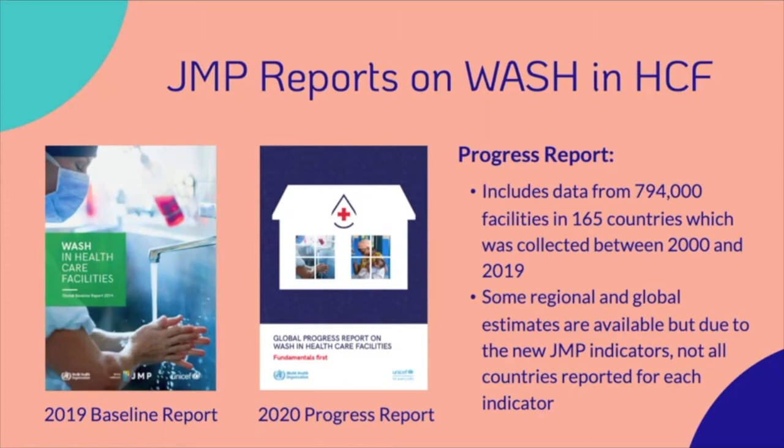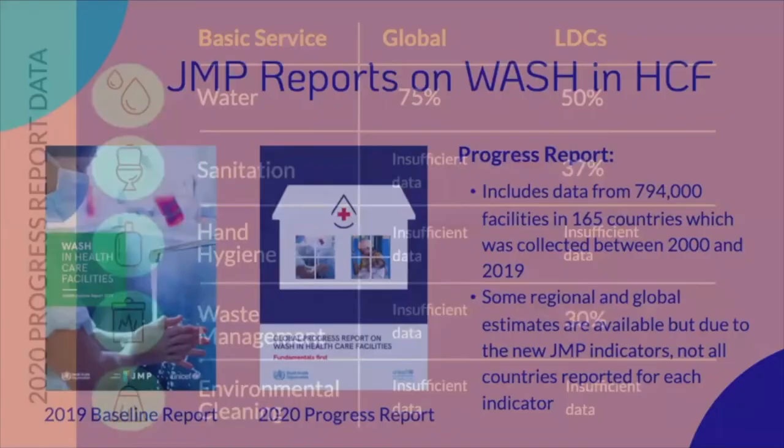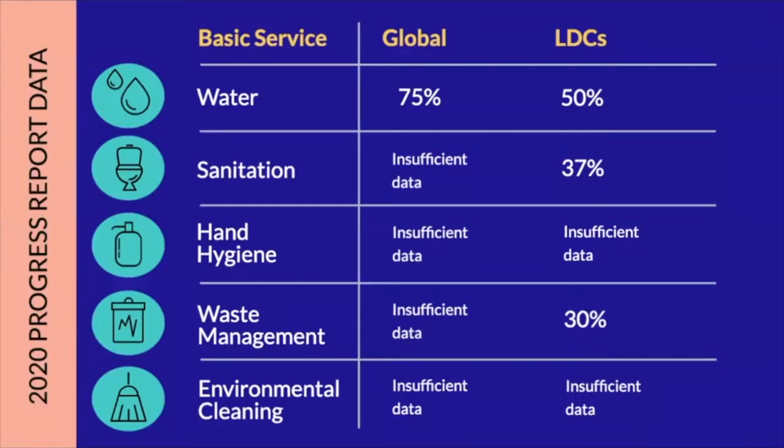Keeping in mind that some of the indicators put forth by the JMP in 2018 are brand new, there's not data available for each of them. So some countries report on all of the indicators, some countries report on some of the indicators, making it difficult to create regional and global estimates. But if you look in the 2020 report, they have a snapshot of a number of different data estimates for different regions and for each of the categories.